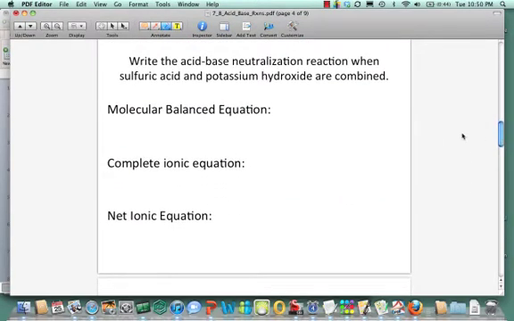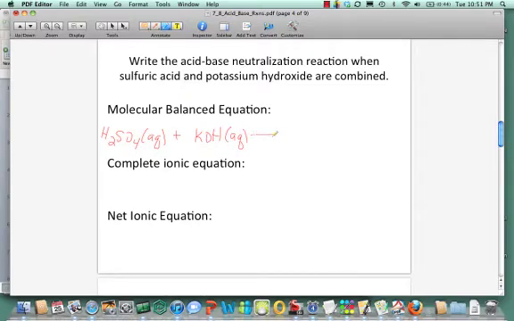Okay, let's look at writing the acid-base neutralization reaction when sulfuric acid and potassium hydroxide are combined. Let's write the molecular equation first. First we write sulfuric acid, H2SO4, and that's AQ. Then we're going to write potassium hydroxide. That's dissolved in water, so it's AQ.